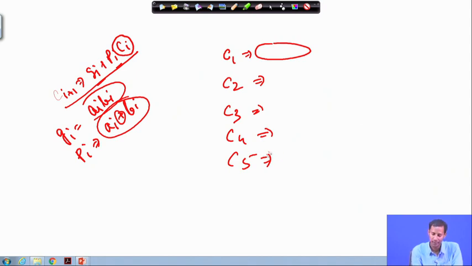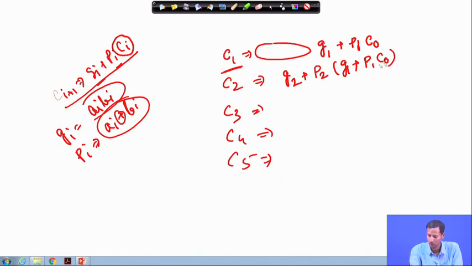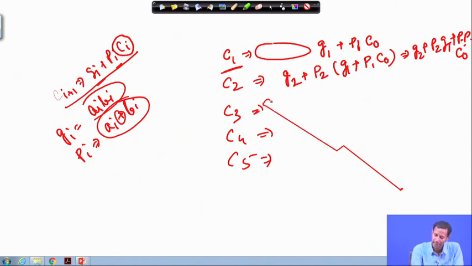Suppose for C1, it will be G1 plus P1 into C0. Then what will be C2? C2 will be G2 plus P2 into G1 plus P1 C0. That means this is G2 plus P2 G1 plus P2 P1 C0.